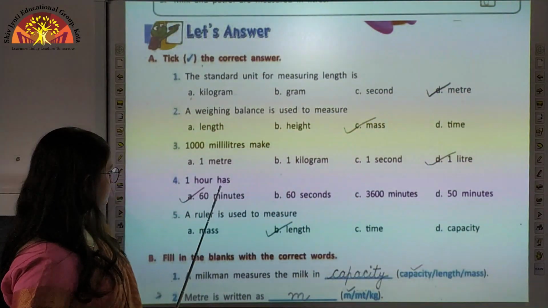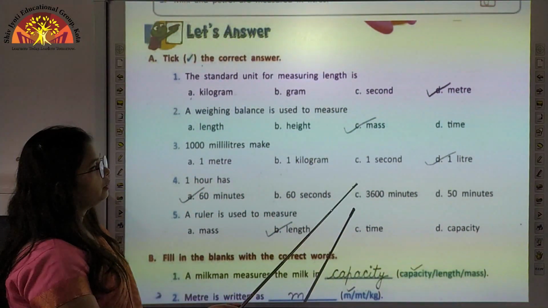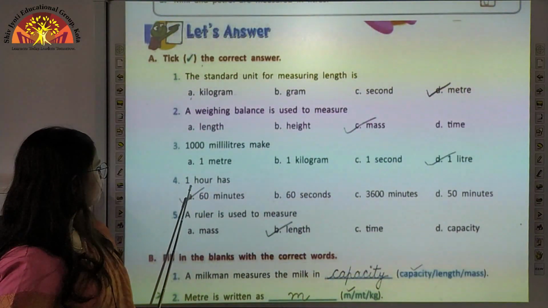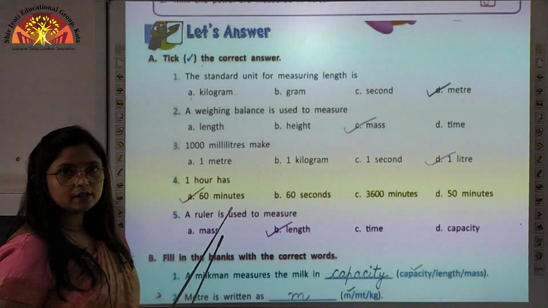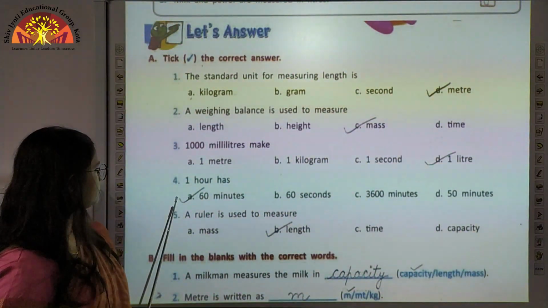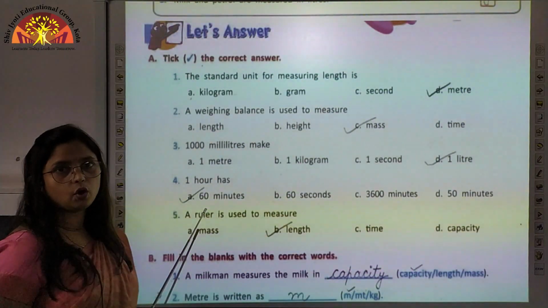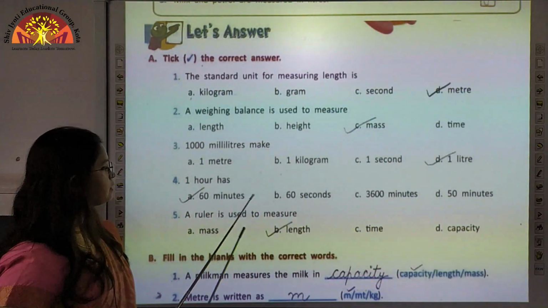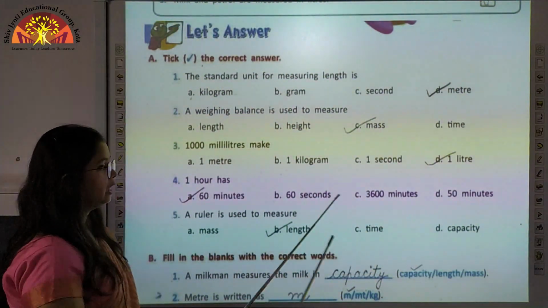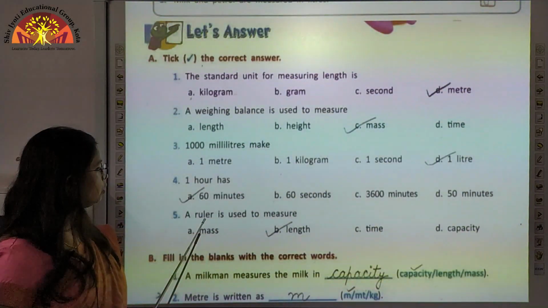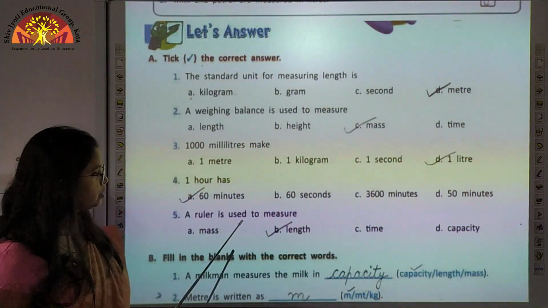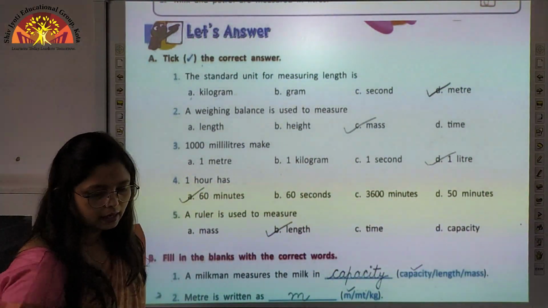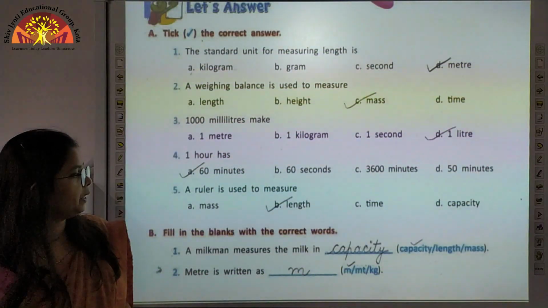1 hour has 60 minutes, 60 seconds, 3600 minutes or 50 minutes. So here children, 1 hour has 60 minutes and 1 minute has 60 seconds. So, the correct answer here is 60 minutes. So, we will put a tick mark on A option. Then, a ruler is used to measure mass, length, time or capacity. So children, I have shown you that a ruler is used to measure length. So, we will put a tick mark on B option, that is length. Now, let us move to the next activity which is given on the same page.